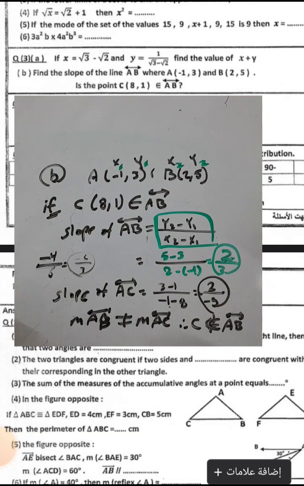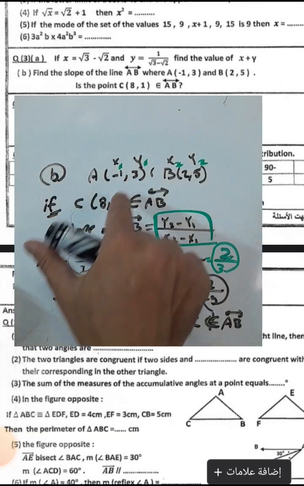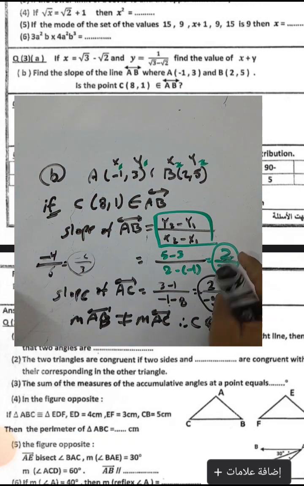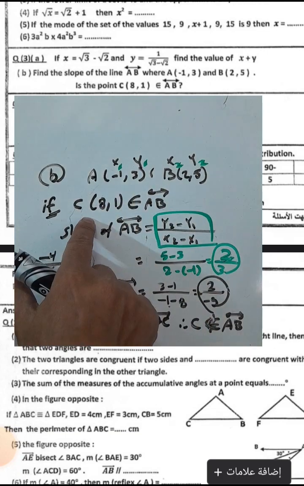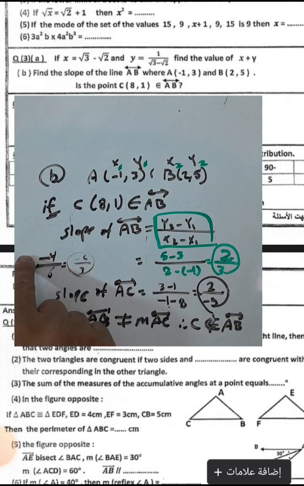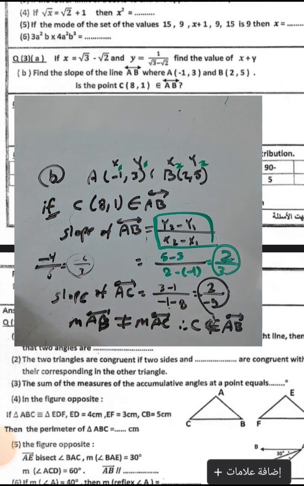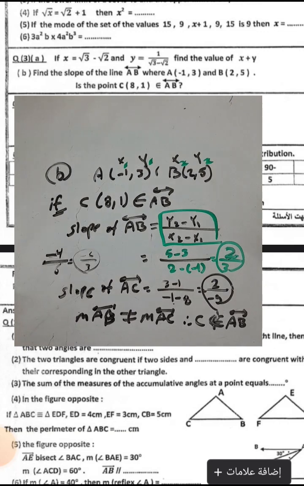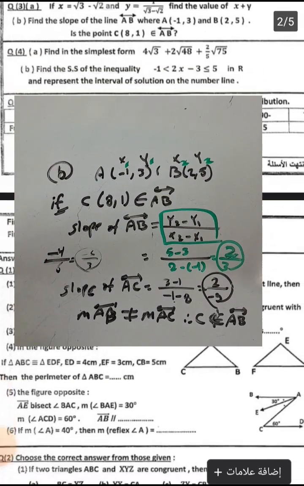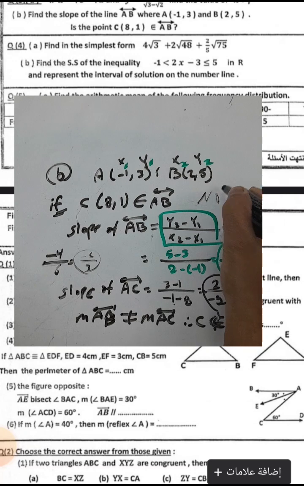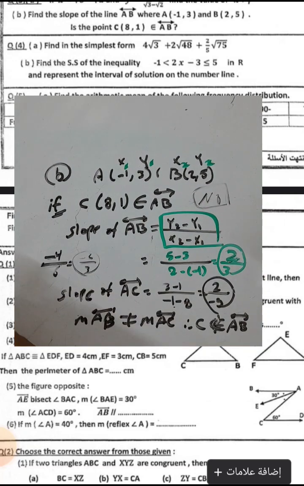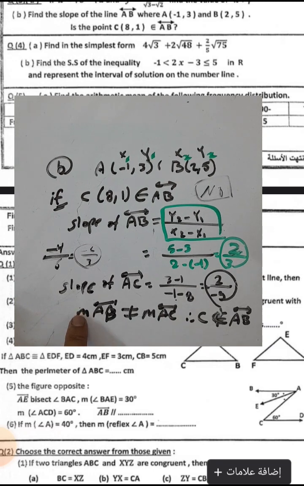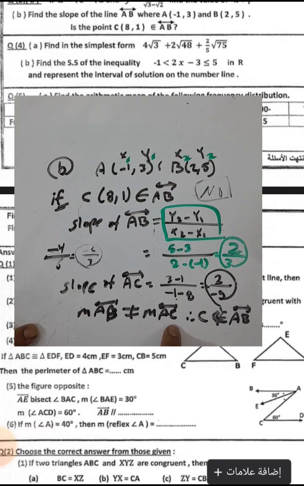Then the slope of EC will be 3 minus 1 equals 2, and negative 1 minus 8 is negative 9, not equal to the slope. And the slope of CB will be 1 minus 5 is negative 4, and 8 minus 2 is 6, so it will be negative 2 over 3, not equal to the slope. We don't have equal slopes here. Then the point C does not fall on the line, so we can write here no. Is the point C on straight line AB? No, because the slopes are not equal.